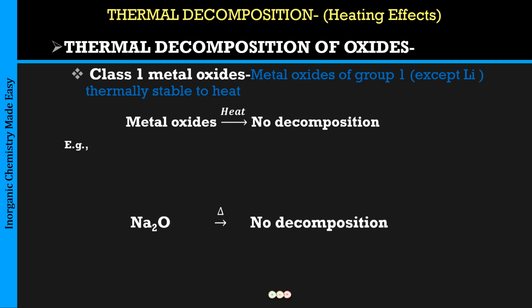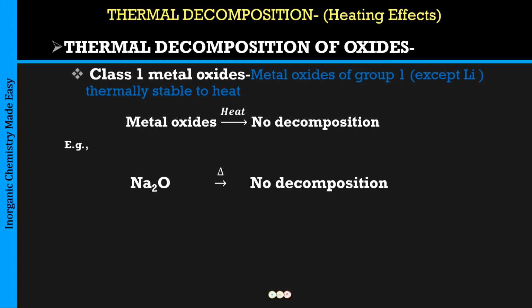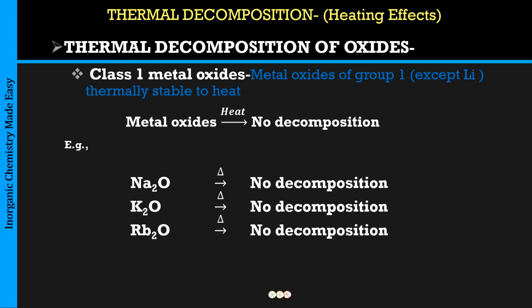So for example, if we are going to heat sodium oxide, it is going to be melting down, but no decomposition. Similarly, potassium oxide, rubidium oxide, and cesium oxide, there is going to be no decomposition for them.